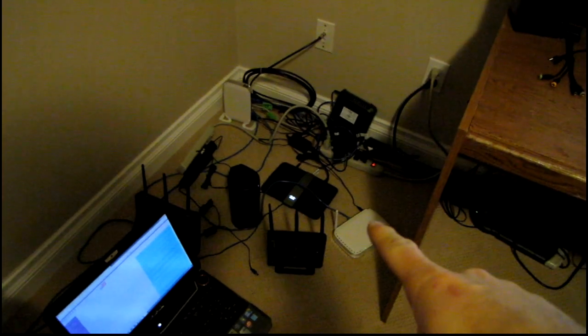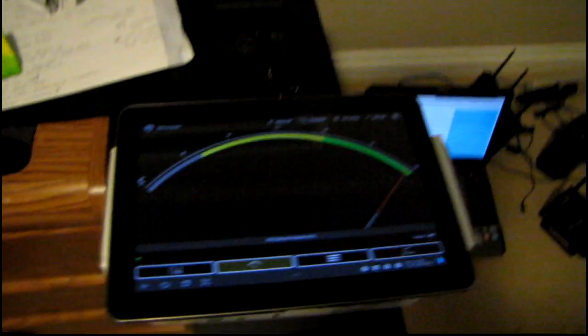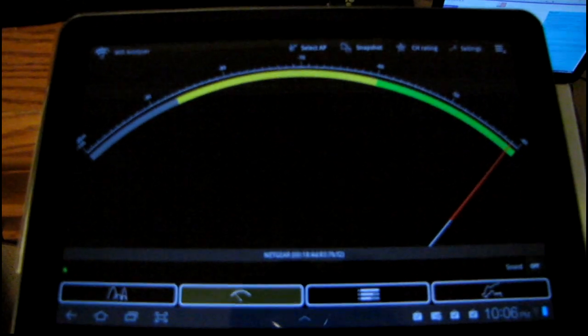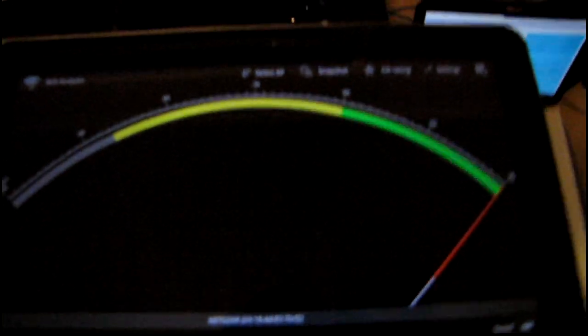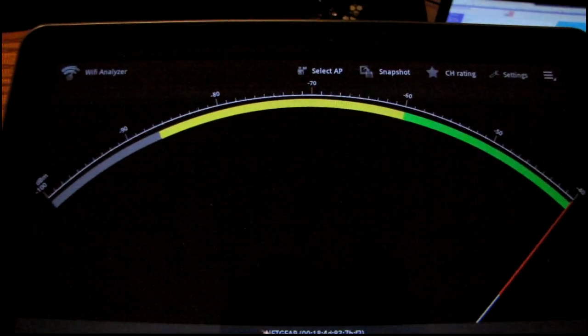We're going to do the baseline first. That is the Netgear model. And so baseline reading shows us that, yes, the Netgear router is very strong. I also want to talk a little bit about the rating system here.